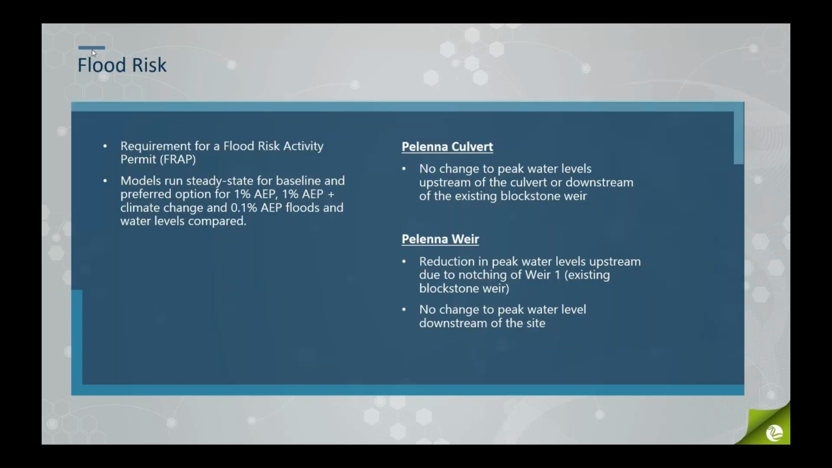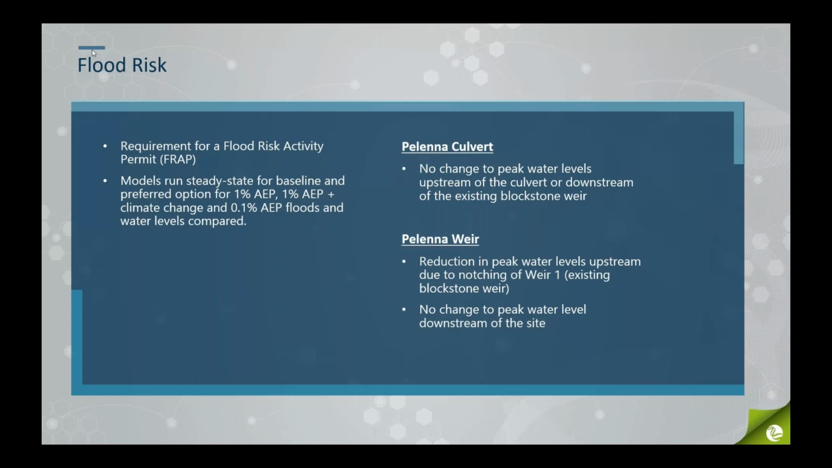So what about flood risk? We did look at flood risk as well. In order to build these fish passes, they needed a flood risk activity permit, or a FRAP. So we ran the model for the 100-year, the 1,000-year, and 100-year plus climate change events. We stayed in steady state. Because it's in quite a confined channel, there's not really much of a floodplain. You're not going to store any water in the floodplain, so there's not going to be an attenuation of flows. So running the model in steady state was fine. We just ran it for the peak flow for each of those events.